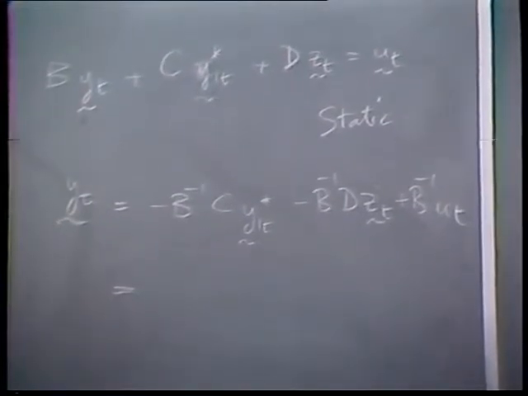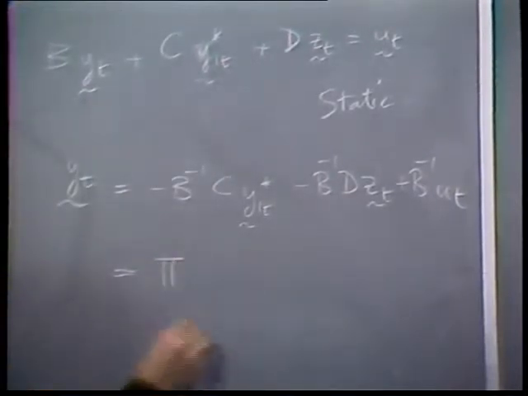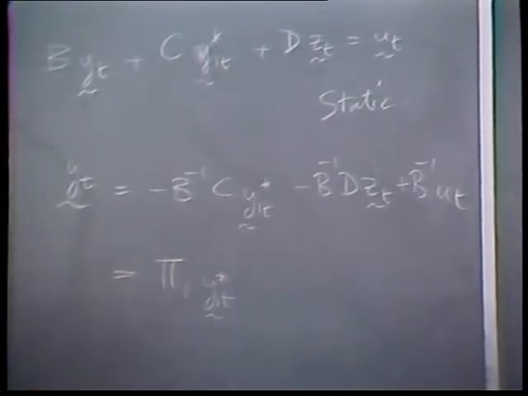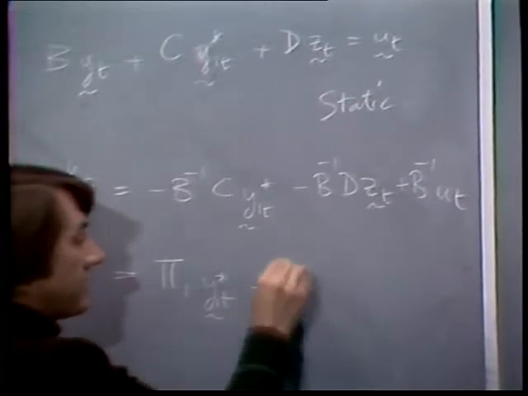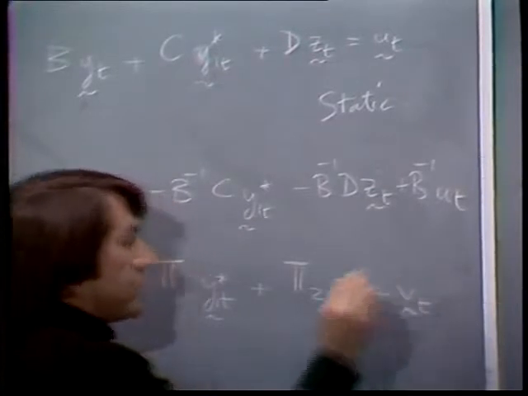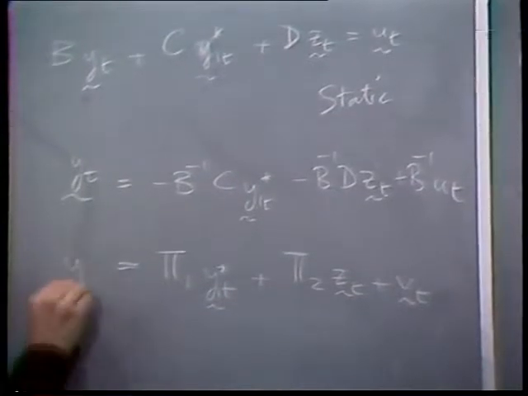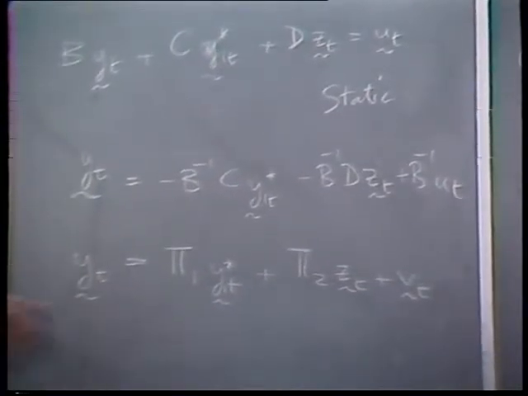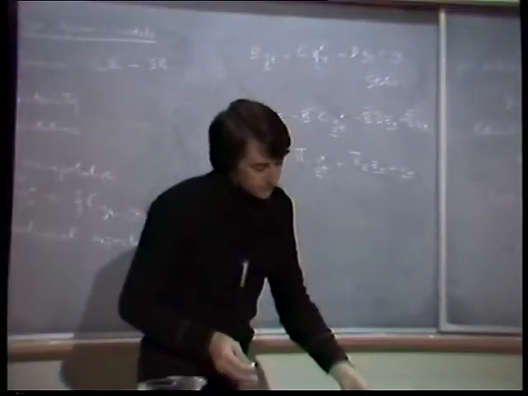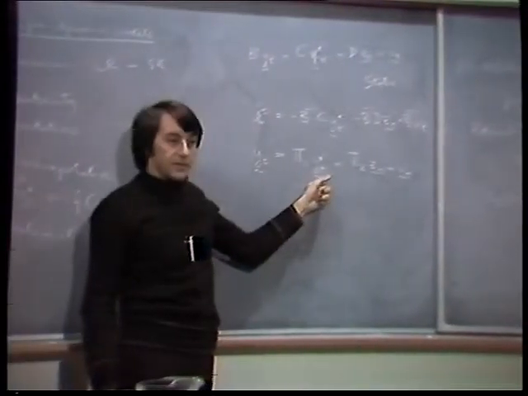which, if we now ignore the restrictions from the structural specification, we can write as a coefficient matrix pi 1 into y1t star plus pi 2 zt plus vt. So that now is the unrestricted reduced form for this static model. Our problem in implementing estimation of this model is that the expectations are non-observable.